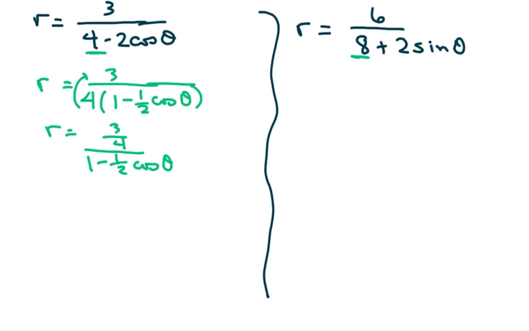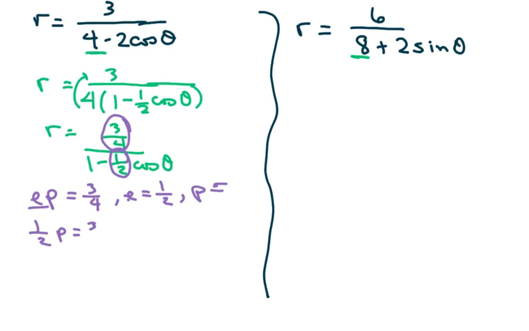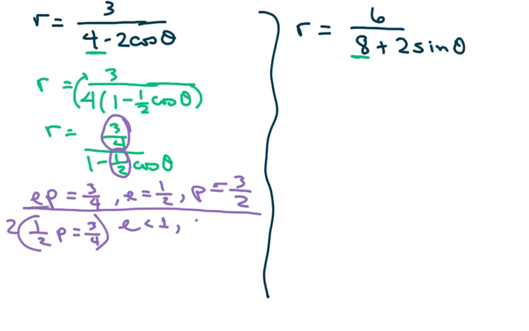Now basically what we have is EP equals 3/4, because that's there. My E is 1/2, so I have to find P. And P, I'm just going to substitute here, 1/2 P equals 3/4. Multiply both sides by 2, and you get 6/4, which equals 3/2. So this is going to be 3/2. Now that we have this, we know that E is less than 1, so it's an ellipse.